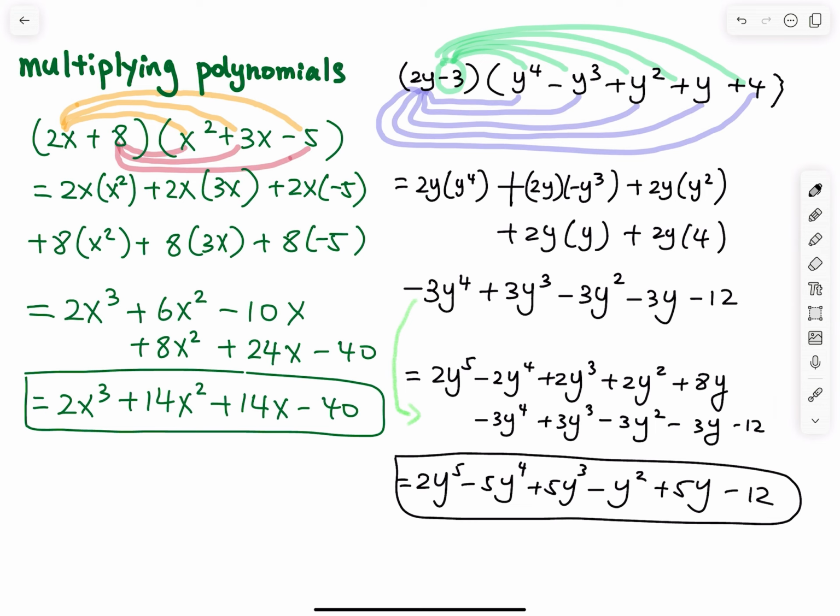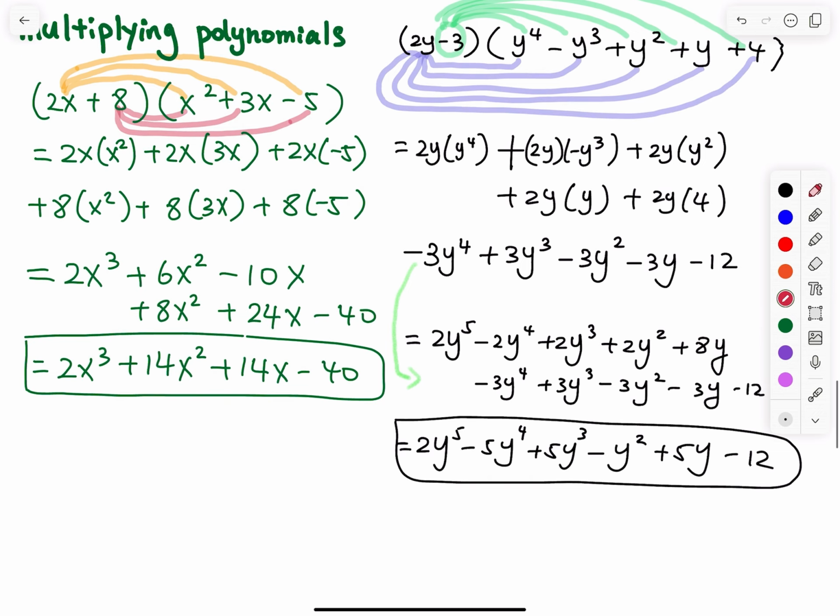All right, next problem. Let's try a 3 by 3, shall we? We have a 2 by 3 and then a 2 by 5. Let's try a 3 by 3. So let's try 2a squared plus a minus 1 times a squared minus 5a plus 2.